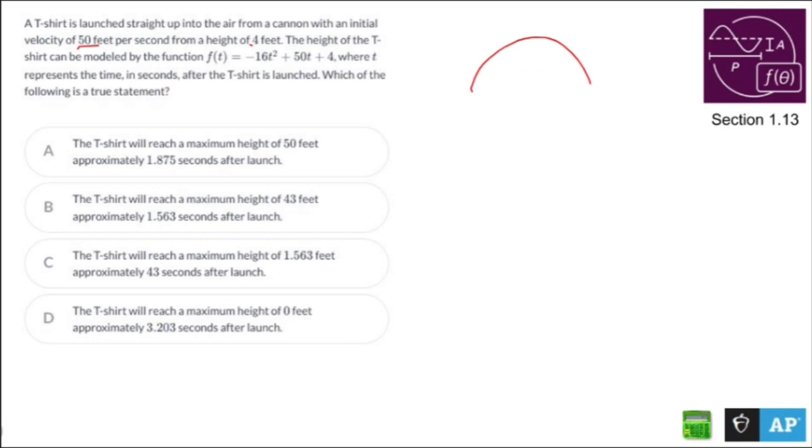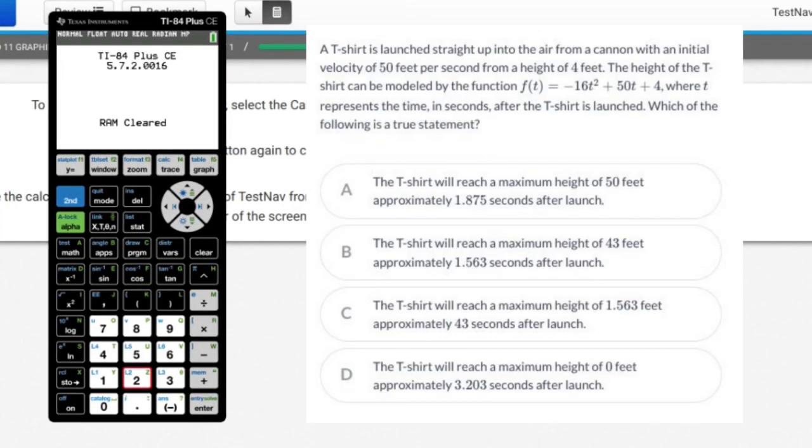So we got the old traditional launching T-shirts in the air type problem. Let's go to y equals and type it out. This is a very typical gravity equation. When you see that negative 16x squared, or t squared in this case, that tells you gravity. Then you have plus 50x, and that plus 4 means you're 4 feet in the air when you launch this out. That would be your y-intercept, which means at 0 seconds, you're 4 feet in the air.